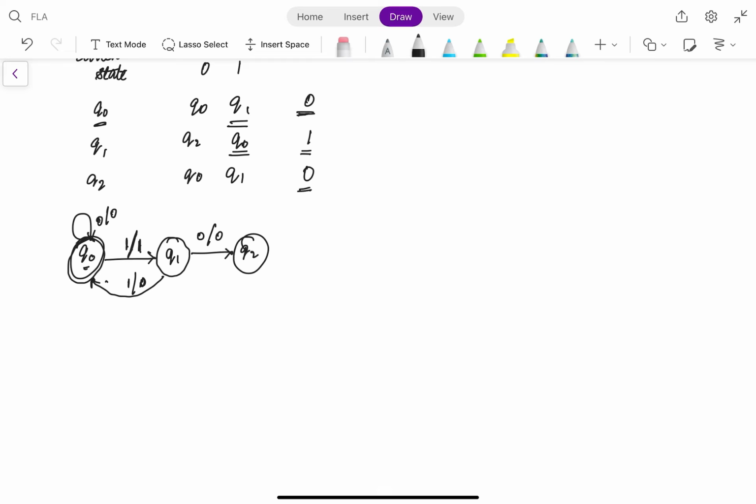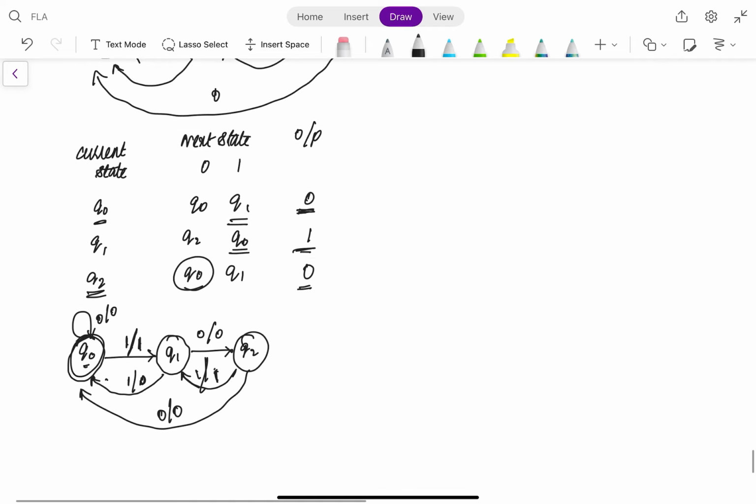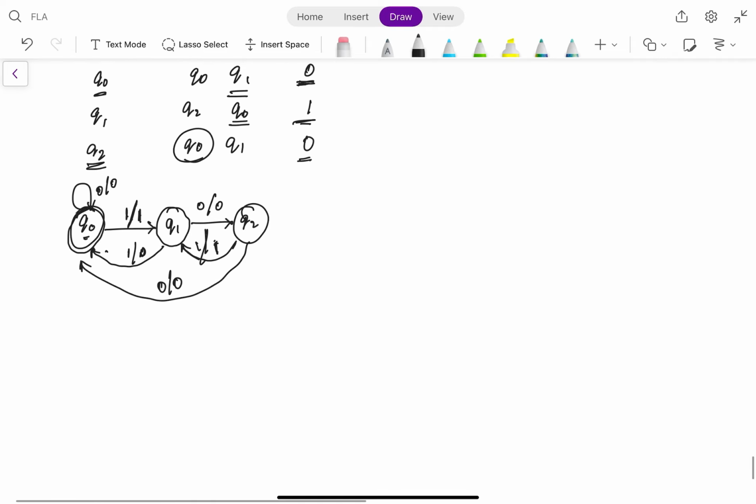Then move on to the Q2 state. Q2 on 0 goes to Q0. What is the output of Q0? 0. Q2 on 1 goes to Q1. What is the output of Q1? 1. So whichever state you are going to, that state's output you should write. So this is how you convert a Moore machine to a Mealy machine. You have to draw a transition table for this. I hope you can draw that.